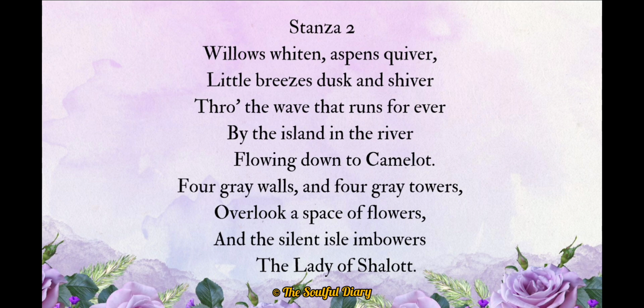This stanza shifts the imagery in the direction of winter, with snowy white willows and aspen trees that quiver in the cold. It also mentions the little breezes that run through the waves of the river near the island of Shalott, which flows towards Camelot. The island is finally given some attention as the introduction to the Lady of Shalott surfaces.